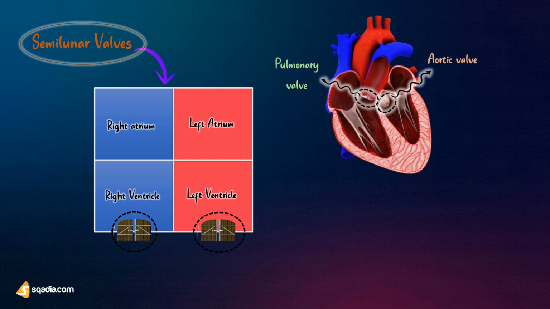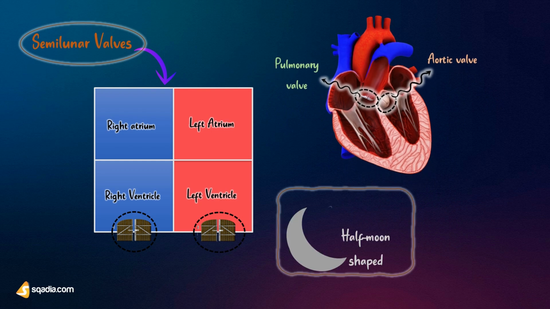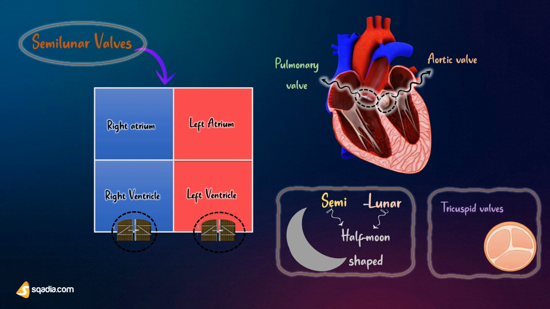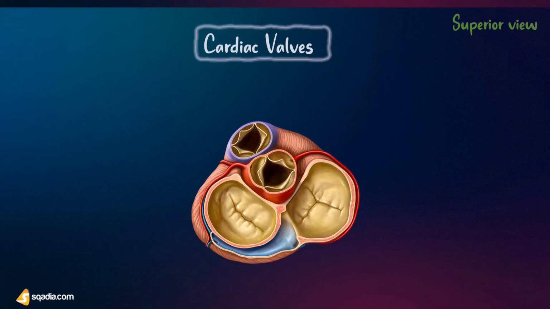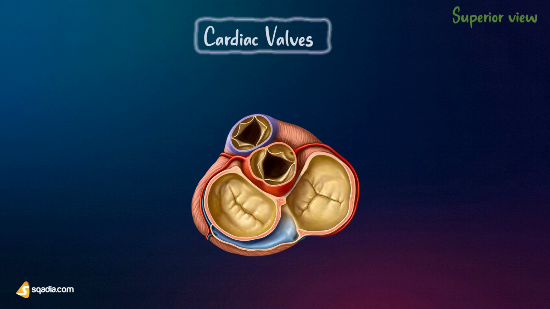The pulmonary and aortic valves are half-moon shaped, and that's why they are referred to as semilunar valves, where semi is for half and lunar is for the moon. And both these valves are also tricuspid valves, as they have 3 cusps. Let's take a further close look at these valves from a superior view, when atria and great vessels are removed.